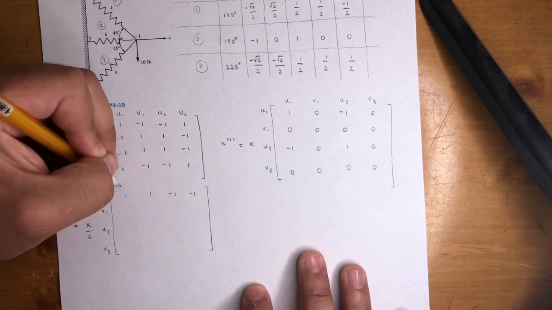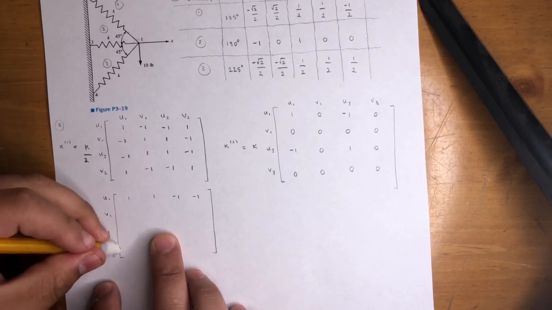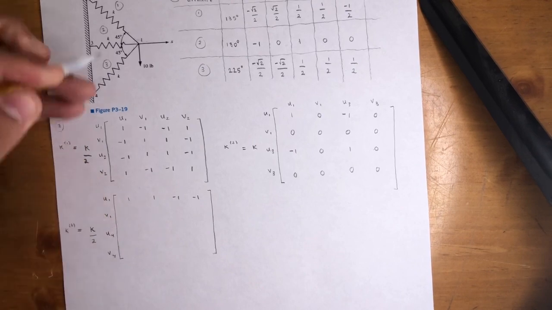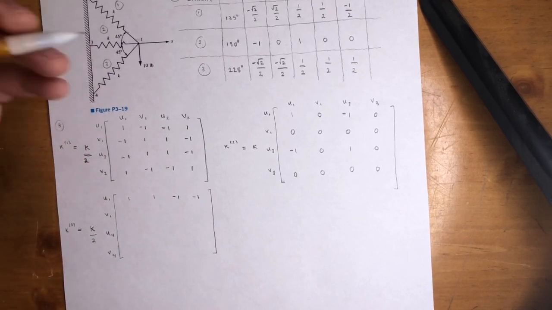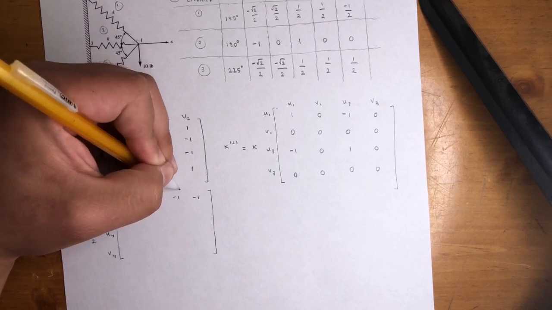And again, this is, whoa, this is U4. Okay, wow. Good thing that I caught that. Between nodes 1 and 4, okay? 1 and 4. So this is U1, V1, U4, V4.